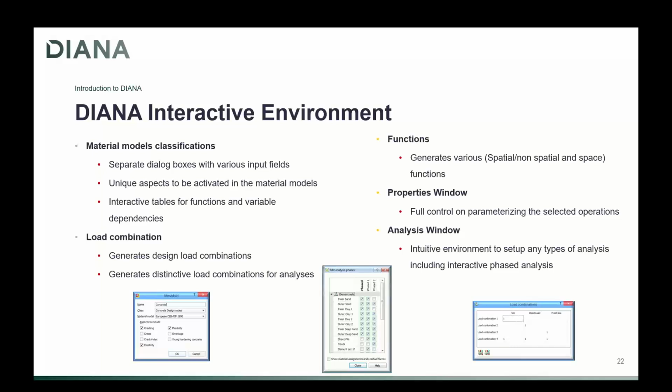The property window gives you more control on some of the aspects and allows you to basically dive into some of the information of the entity that you have defined in your model. And the analysis window gives you a kind of intuitive environment to set up any type of analysis, including, for instance, interactive phase analysis. So in one dialog box, you can see all the phases and all the parts of your model that are activated or not in each phase of your analysis.